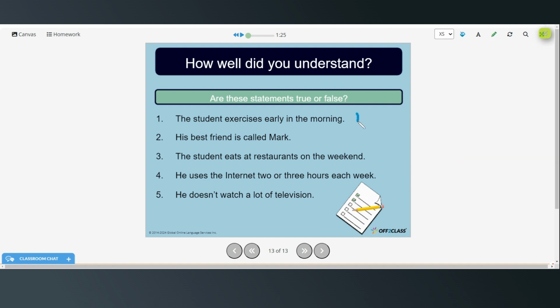All right, so the student exercises early in the morning. That was true because he said he exercised before work at about 6:30. His best friend is called Mark. That was false because he said his best friend's name is Mike, not Mark. The student eats at restaurants on the weekend. That's true. He uses the internet 2 or 3 hours each week. That was false. He said 2 or 3 hours each day. And he doesn't watch a lot of television. That is true.